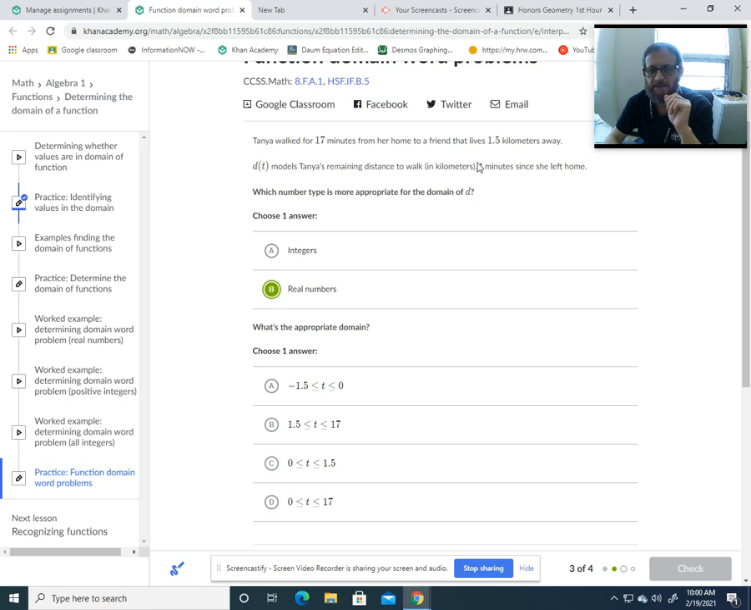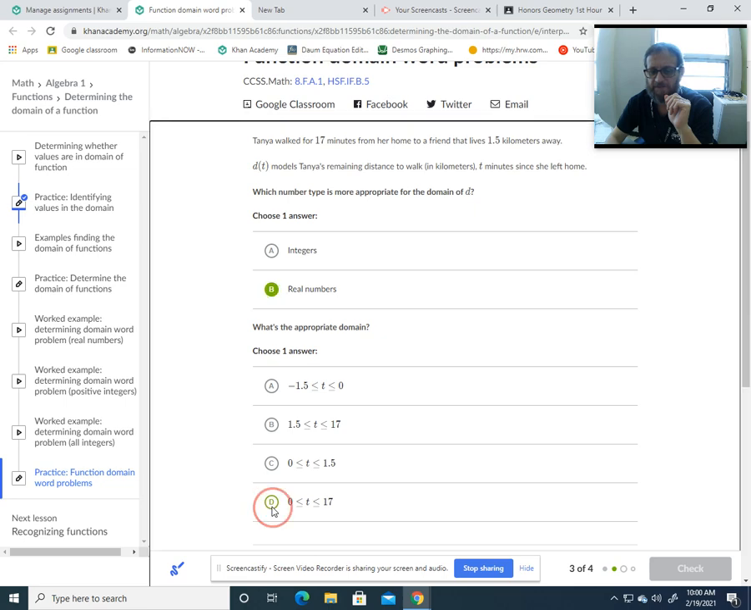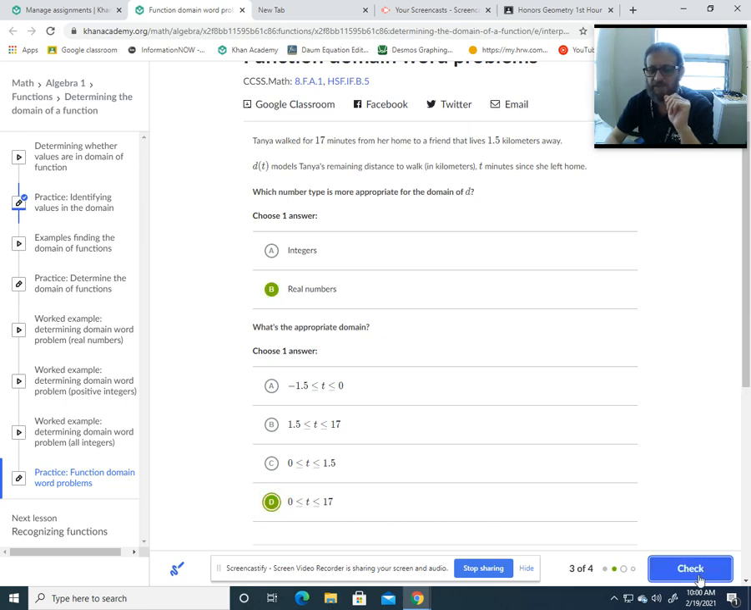Now, again, our domain is about minutes. So it's going to be about the minutes. And again, we started, she hadn't left yet, and it's going to take her 17 minutes. So it's going to be between 0 and 17.